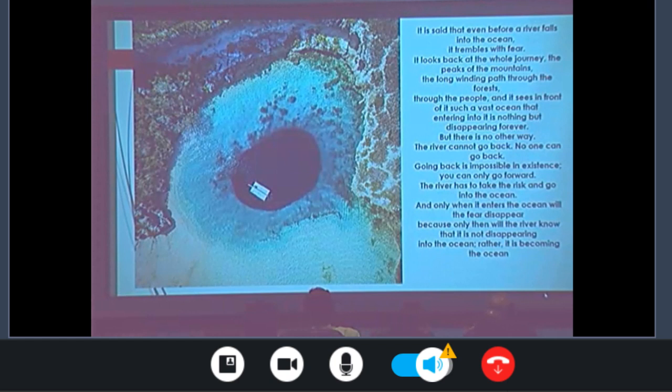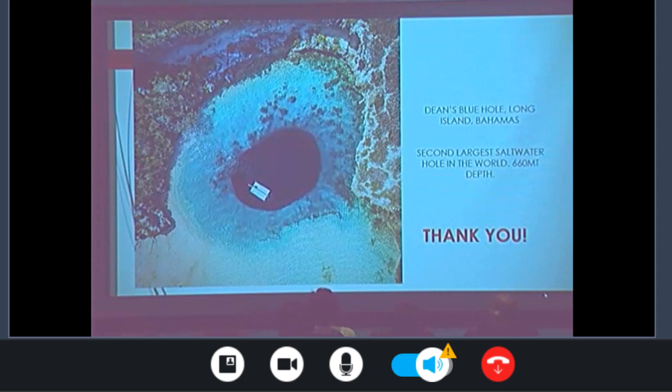The river cannot go back. No one can go back. Going back is impossible in existence. You can only go forward. So the river has to take the risk and go into the ocean. Only then, when it enters the ocean, will the fear disappear, because only then will the river know that it is not disappearing into the ocean. Rather, it is becoming the ocean. So you are basically the river.